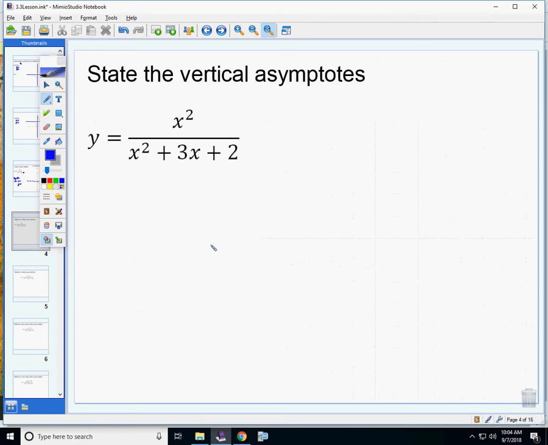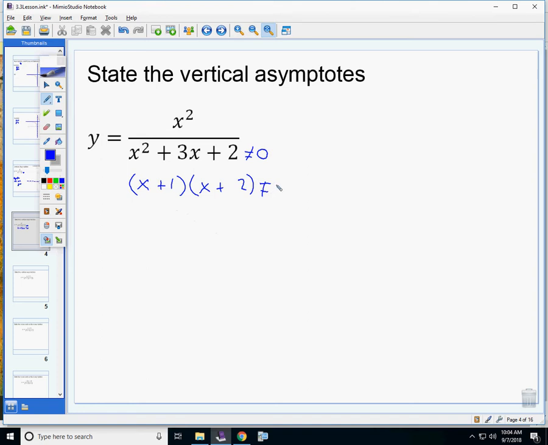Now again, we want to state the vertical asymptotes for this one. Vertical asymptotes come from the denominator. And remember, we can't have the denominator equal to 0. So we're going to have to factor this part. And hopefully you can see fairly quickly, need a number that multiplies to 2 and adds to 3. That would be a 1 and a 2, both positive. And then x squared is x and x. So the bottom factors to be x plus 1 and x plus 2.